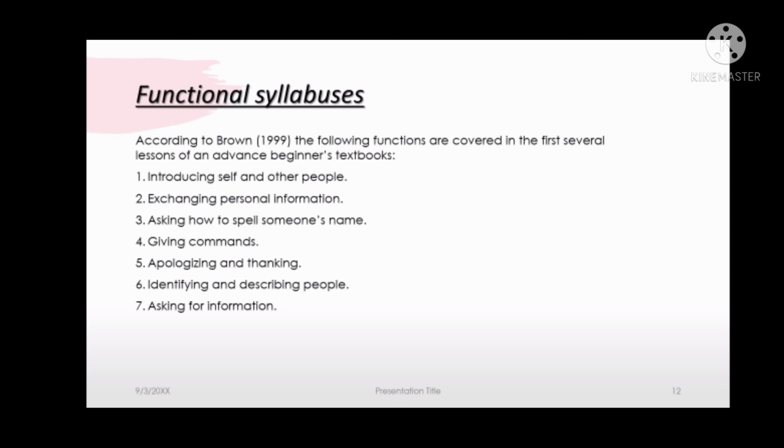The third one is asking how to spell someone's name. The fourth one is giving compliments. The fifth one is apologizing and thanking. And the next is identifying and describing people. And the last one is asking for information.